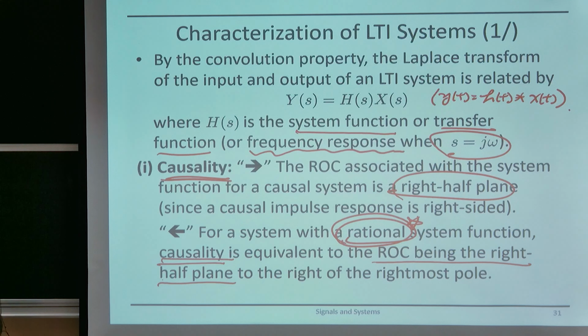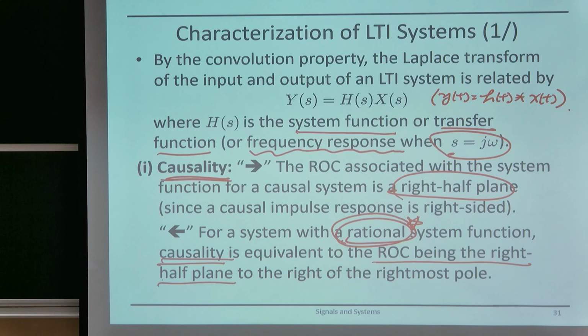So yesterday we started out with causality. We know that if a system is causal, then its impulse response can only be non-zero on the positive axis, meaning that it is a right-sided signal. So if the system is causal, its impulse response is right-sided, and therefore the region of convergence must be the right half plane.